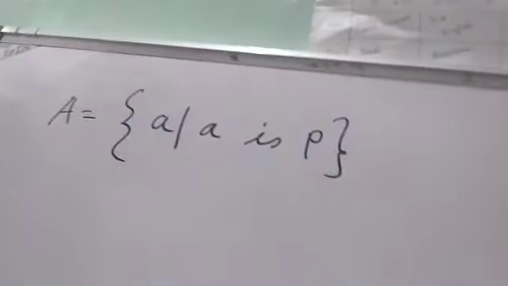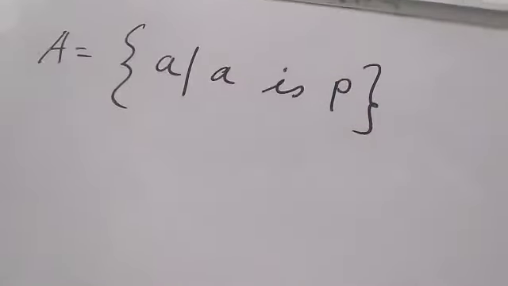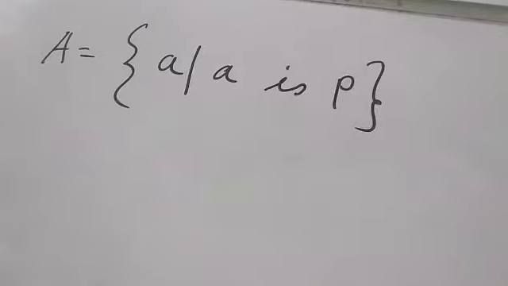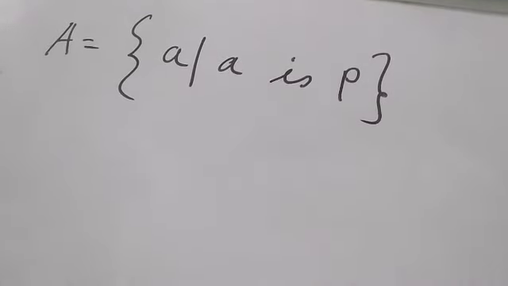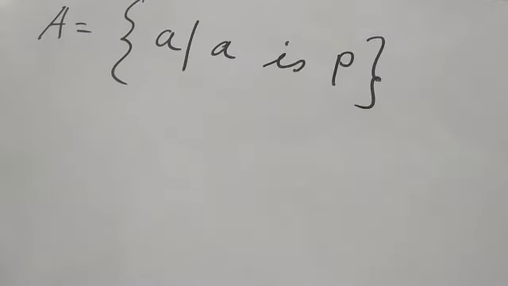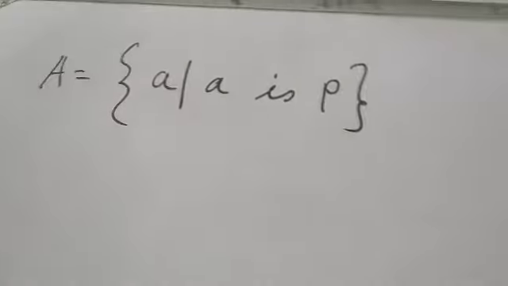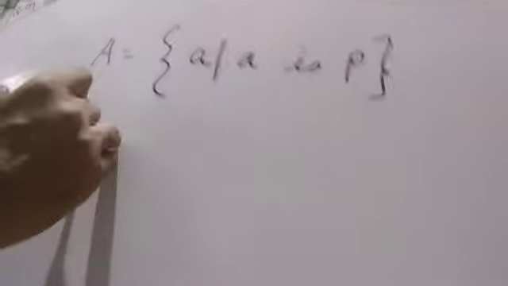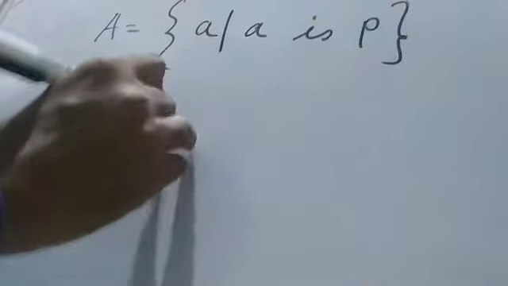And how is it written, how is it read out? It is read out like this: A is the set of all objects or elements of type a, such that a has the property of P, and P is known as the common property. So what is P? P is the common property.